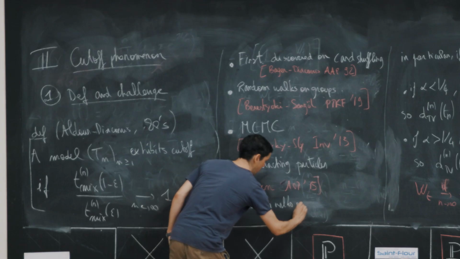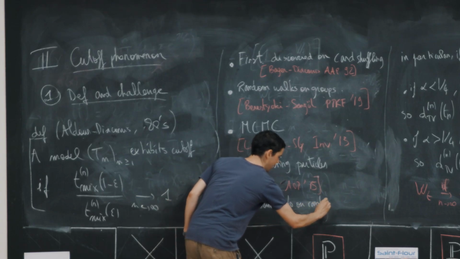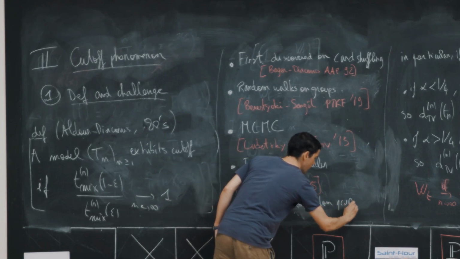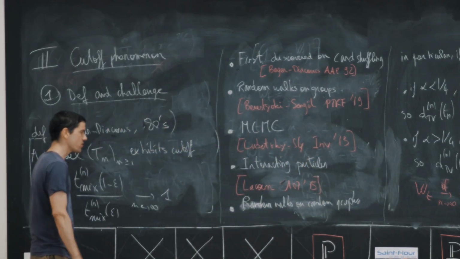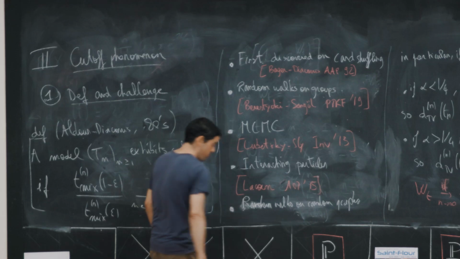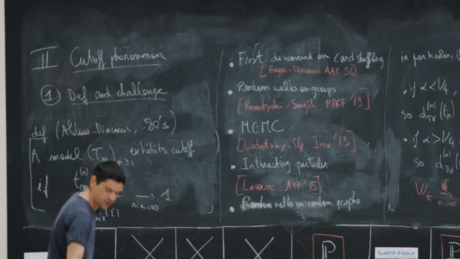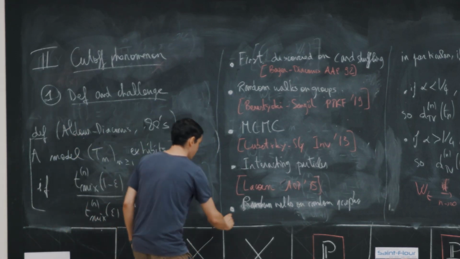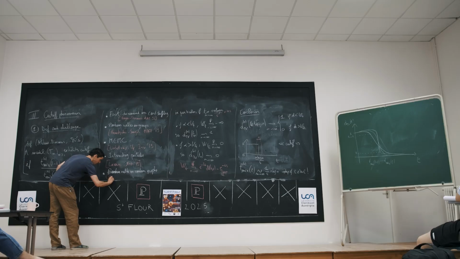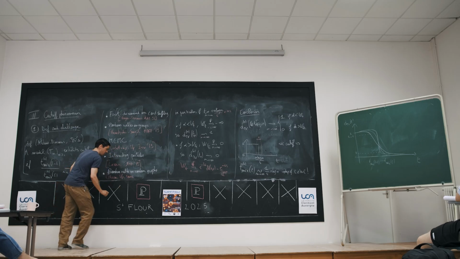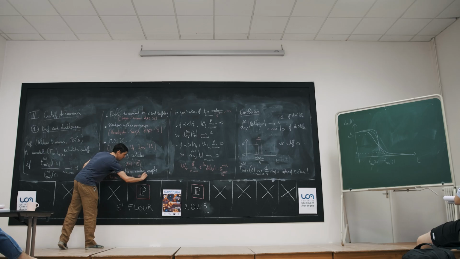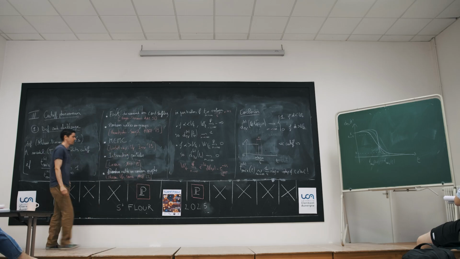So random walks on random graphs. There are infinitely many models of random graphs. For each of them, you can try to see whether there is cutoff for random walk. So there have been a huge number of works on this. But the one I want to emphasize here is the one by Jonathan Hermon, Allan Sly, and Perla Sousi. It's Annals of Probability 22.